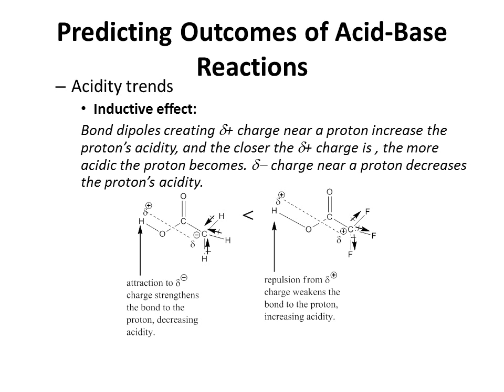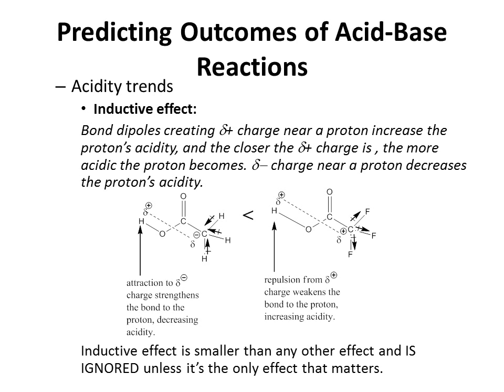However, if we replace the hydrogens with fluorines, then we have the opposite situation. Now the bond dipoles point away from the carbon toward the fluorine atoms and make the carbon partially positive. That creates a repulsion effect, and repulsion from partial positive charge weakens the bond to the proton, increasing acidity. So trifluoroacetic acid on the right is more acidic than acetic acid on the left. It's not a very big effect. As a matter of fact, inductive effect is smaller than any other effect and is ignored unless it's the only effect that matters.